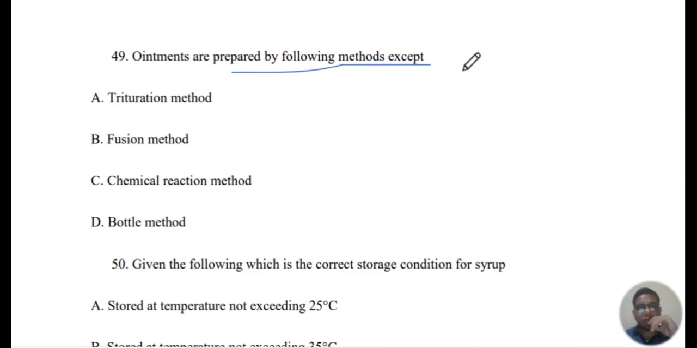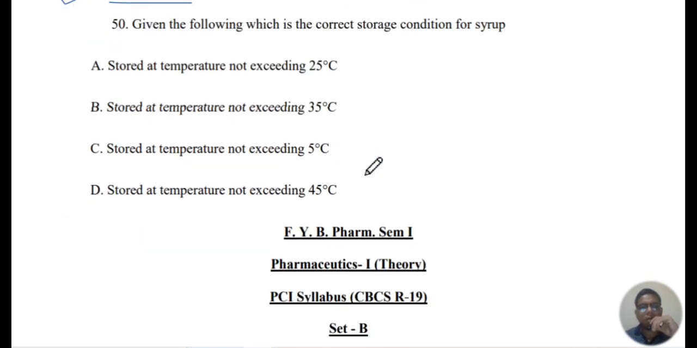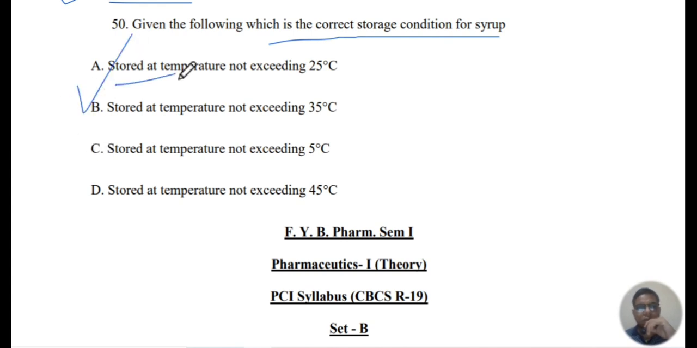Ointments are prepared by following methods except, the answer is C. Chemical reaction method. The answer is, sorry. इसका जो आंसर होगा वो D होगा, C नहीं होगा. बोतल मेथड होगा. The answer is D. Okay. इसका जो आंसर होगा वो क्या होगा? D होगा. Next is 50 question number. Given the following, which is the correct storage condition for syrup? The answer is A. Storage at temperature not exceeding 25 degrees Celsius. The answer is A. Okay.